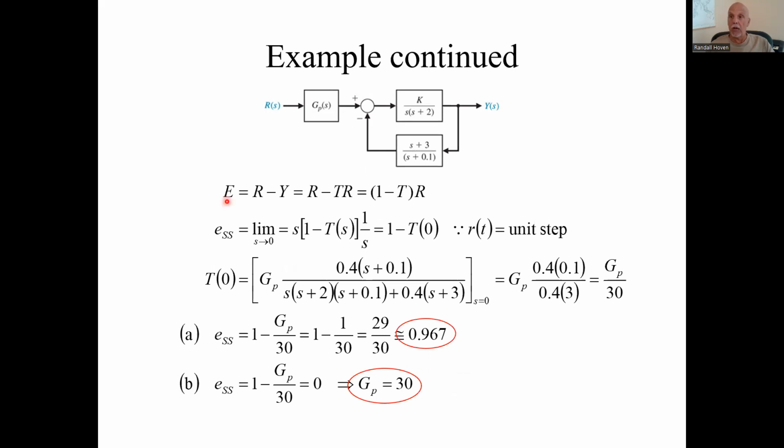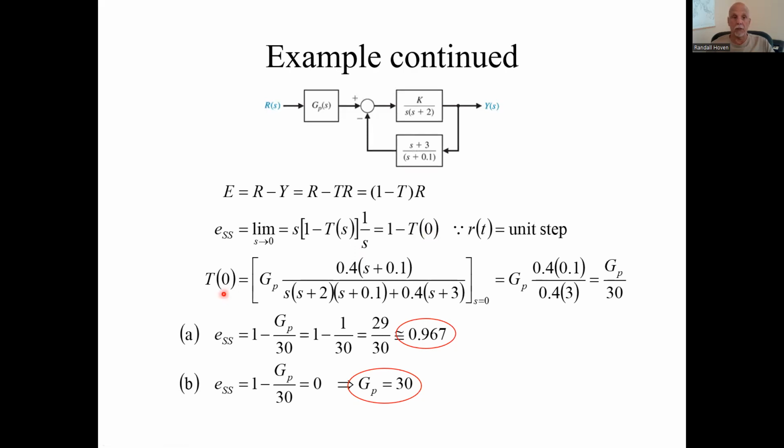Now, we're looking for the tracking error, which means with respect to R. Error is R minus Y. Here's what it is. This T is that transfer function from the previous chart. Here is the steady state error using the final value. When R is a unit step function, in the Laplace domain, that's 1 over S. And final value theorem says multiply all of this by S. Well, in this case, the S's cancel. So when I evaluate at S equals 0, I just get 1 minus T evaluated at 0.